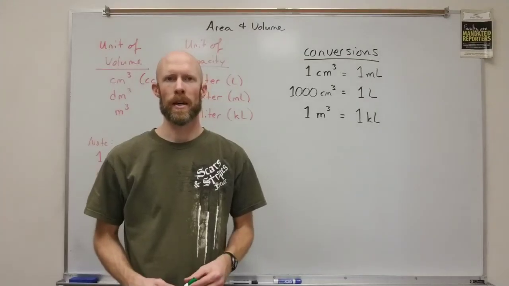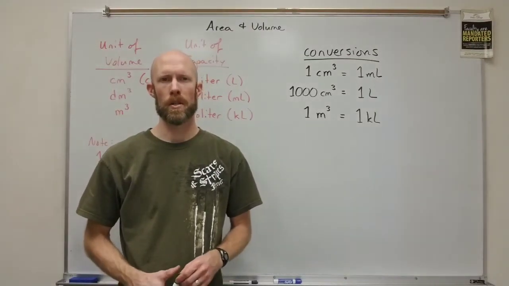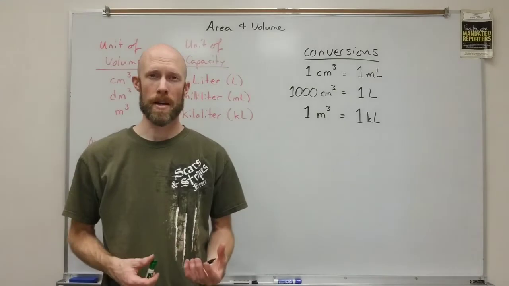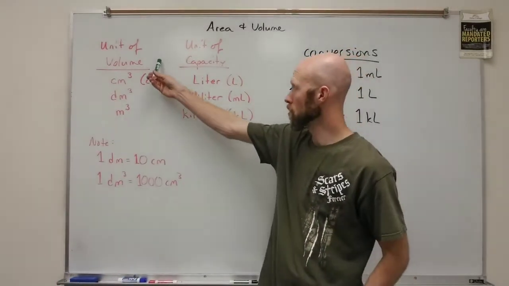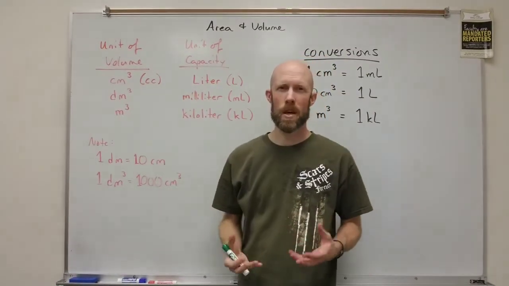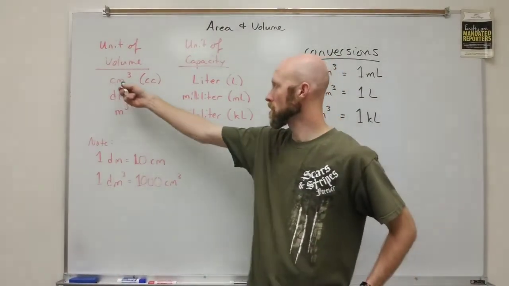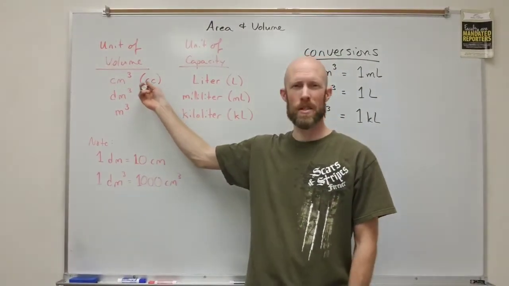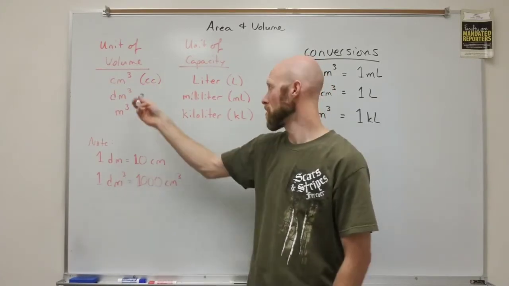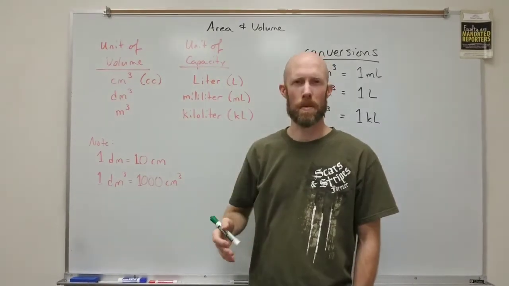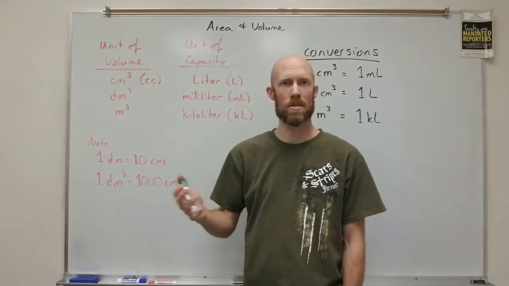So now we're going to look at the metric measurements for volume and capacity. We just looked at English, now we'll look at metric. So metric units of volume, the most typical ones that you'll see are cubic centimeters, also called cc's, especially when dealing with medications and stuff. You'll see cc's for cubic centimeters, but I'll try to use the abbreviation cm cubed.